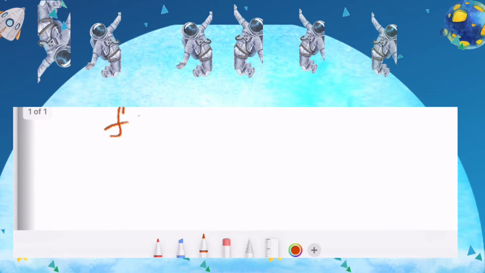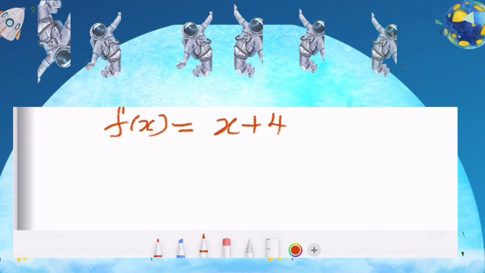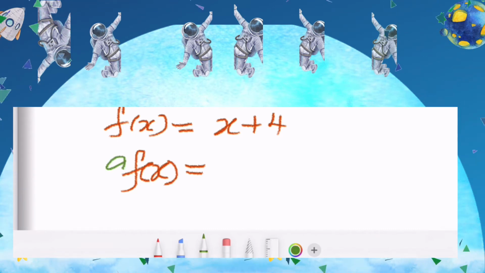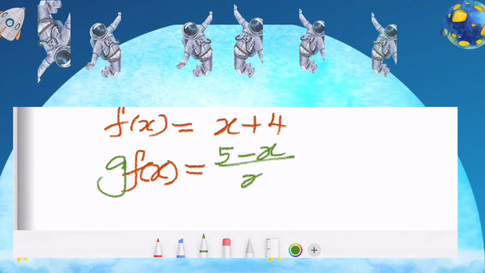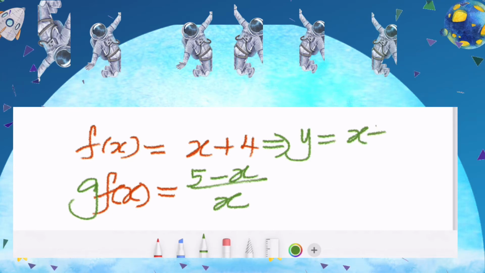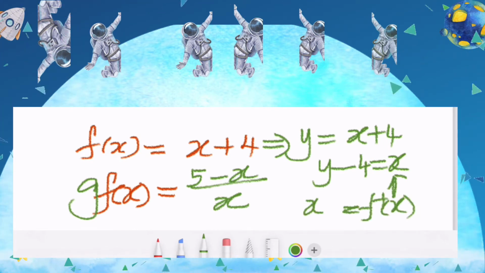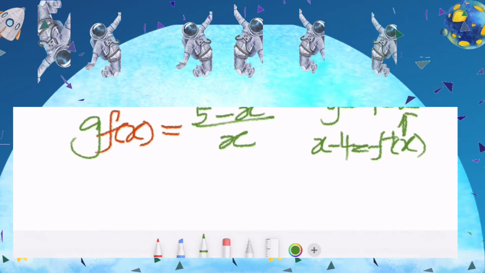How to find the inverse? In order to find the inverse, we will let f(x) equal to y, and we will try to express x in terms of y. So let's see how to find the inverse of the f first. Firstly, y is equal to x plus 4. y minus 4 is equal to x. That is the inverse. When you find the x, that is your inverse of the function f.